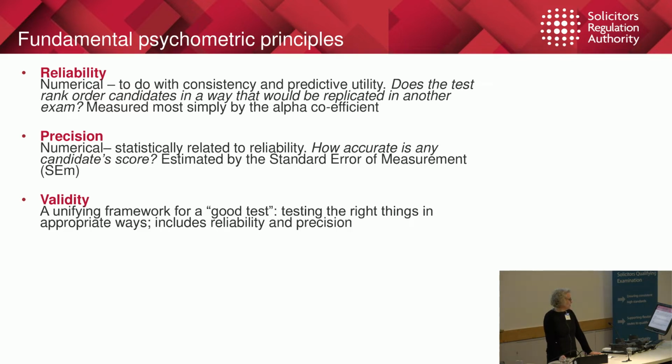Precision is about the accuracy of the measurement of their, not their grade, their actual numerical mark. And it's measured by something called the standard error of measurement, which is again a statistical concept, which we'll talk some more about. And validity is a sort of unifying framework as to what makes a good test. So testing the right things, testing them in appropriate ways, and it also incorporates ideas about reliability and precision.